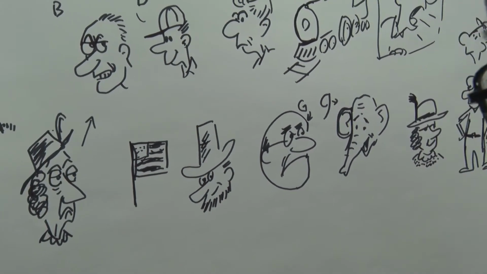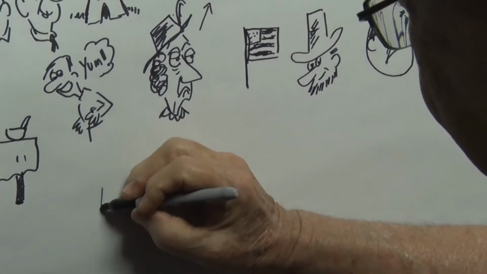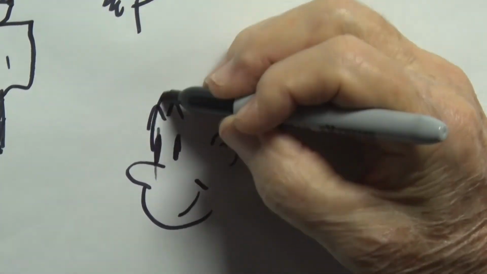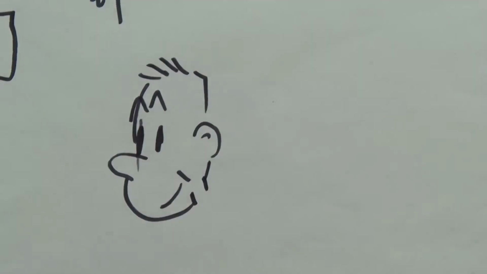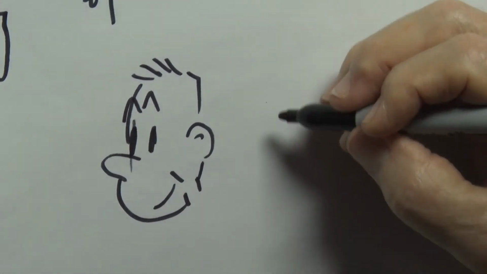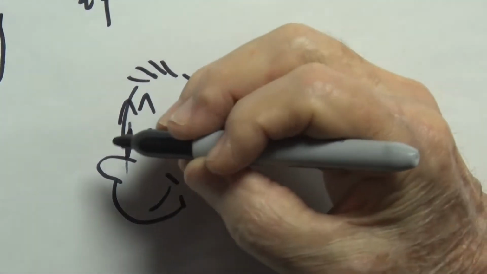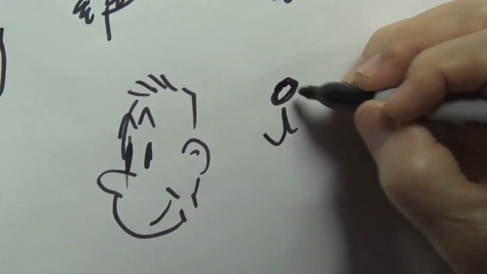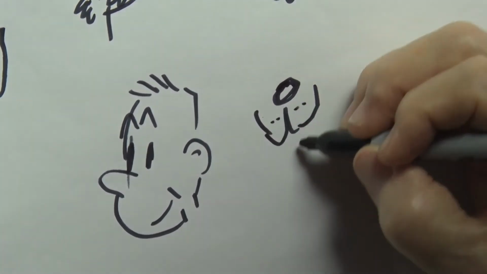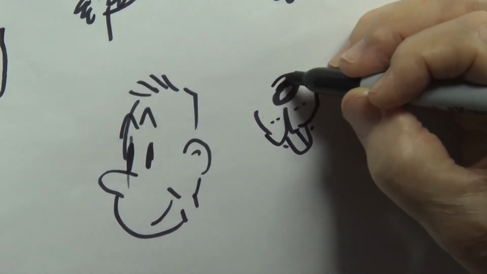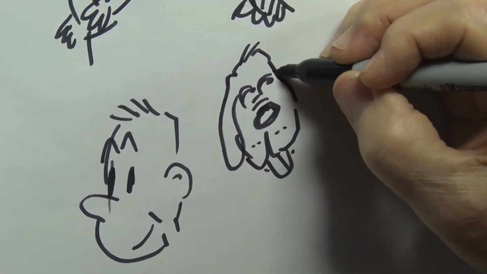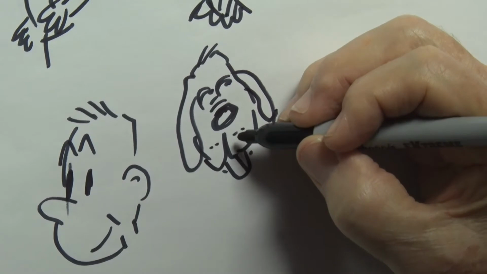Well, obviously I is easy, especially if you just want to make an eye, a couple of eyes actually. But what could you do with the cursive I that looks like this? Well, I'll show you. Enlarge that. Put a tongue there. And you've got the family dog with his tongue hanging out.